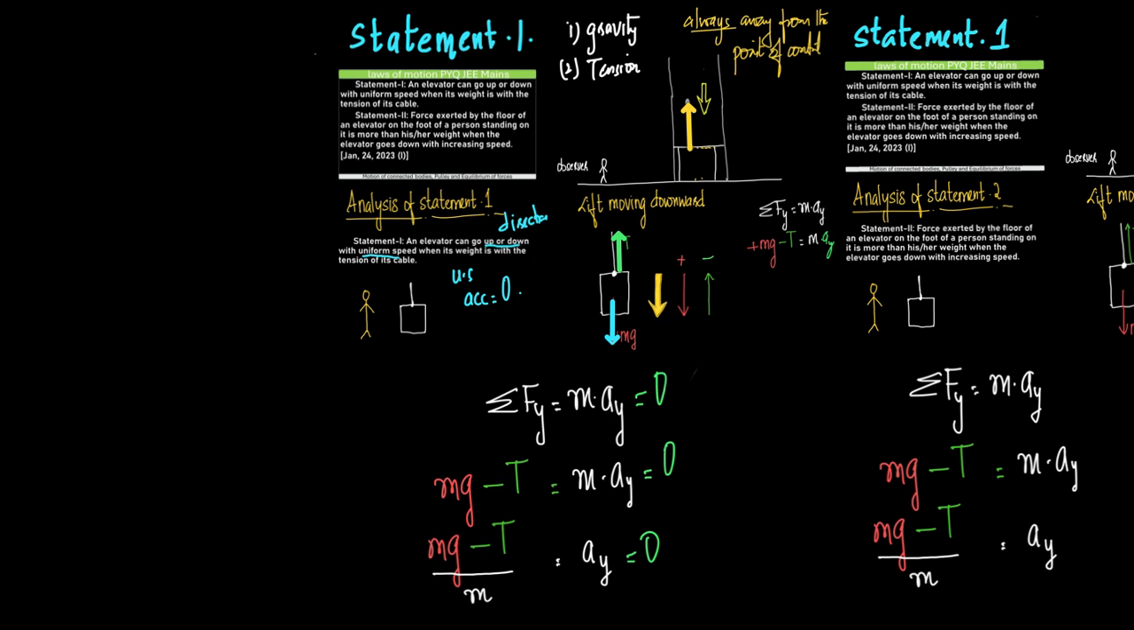So what is mg minus T equal to? Mg minus T is equal to m into Ay, which is actually equal to 0, right? And if mg minus T is equal to 0, what does it imply? It basically implies that mg is equal to tension. And what does statement 1 say? When its weight is equal to the tension of the cable. Weight, mg, is equal to the tension of the cable. So statement 1 is true when the lift is going downwards.